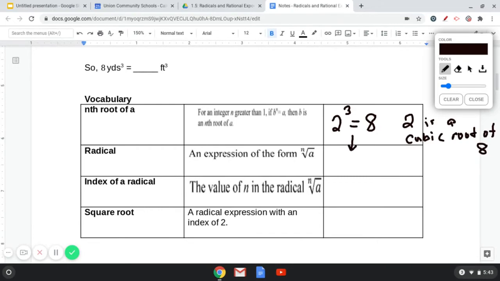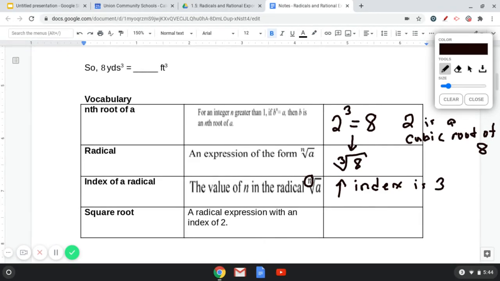To write the equivalent statement of 2 is a cube root of 8, we can write this as a radical, which is an expression in the form nth root of a. So you know about square roots, but we can also find nth roots. So for example, the cube root of 8 means what cubed equals 8? And that's 2. And now some vocab. The index of a radical is this value n in the radical. So in this above example, the index is 3.